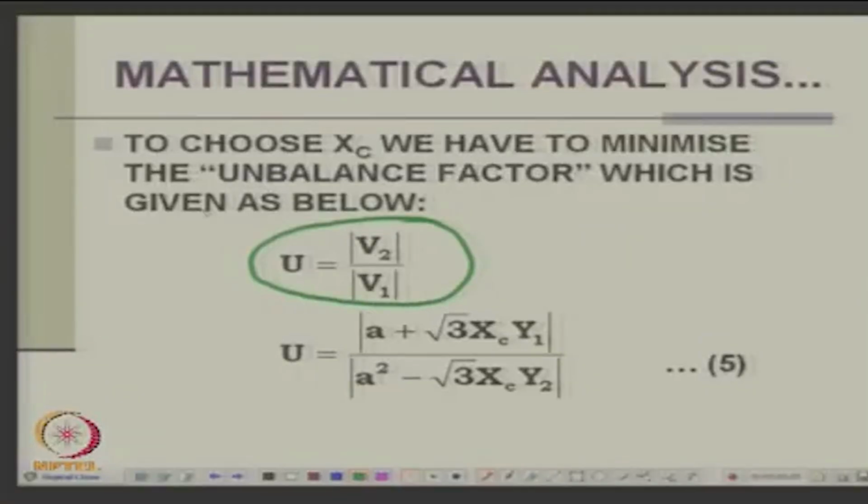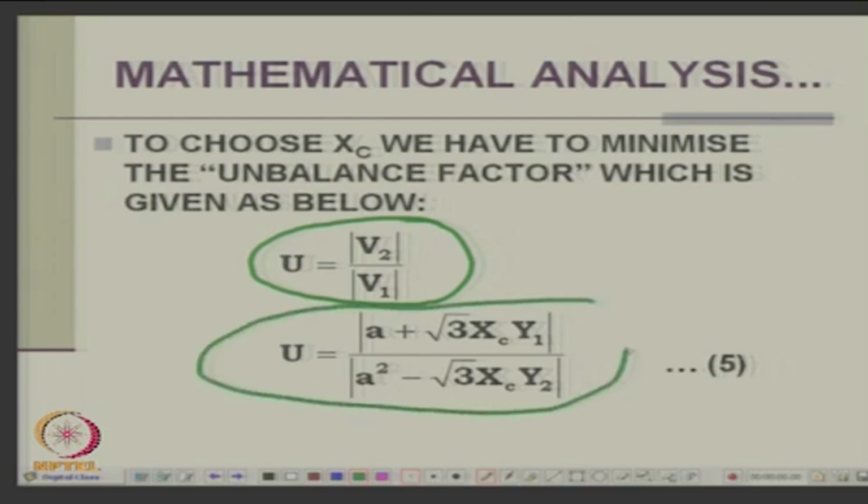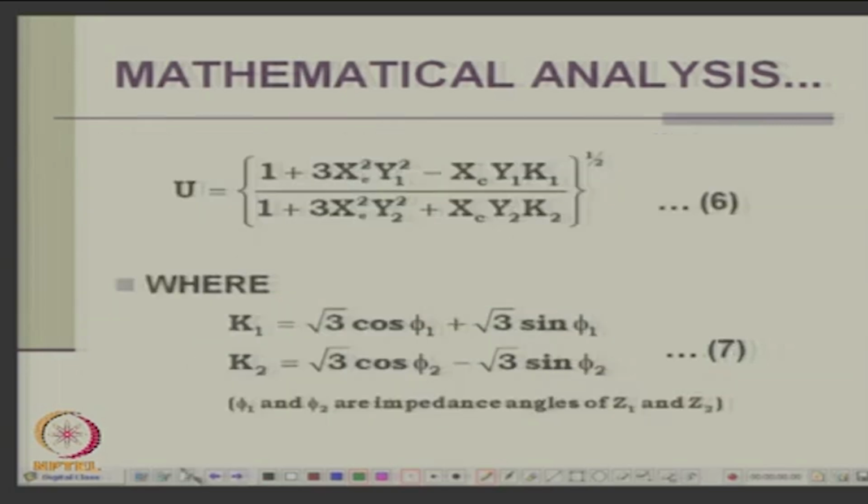Therefore, you define the unbalance factor in such cases as the magnitude of V2 by V1. V2 is the negative sequence voltage and V1 is the positive sequence voltage. Since you know V1 and V2, you can easily find V2 by V1, and it is the magnitude that we take. So this is called an unbalance factor, and it is given by this expression.